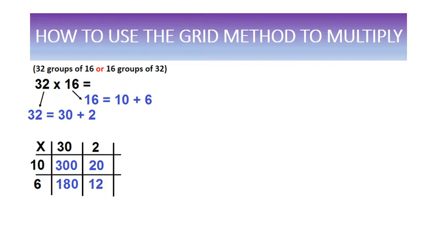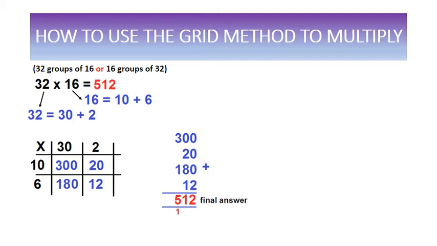Now I've got 4 answers, so I need to now combine those together to make one final answer. So I put them in a column, making sure that all the digits are lined up correctly. Again, this is explained in my place value video. I've got 2 units. I've got 1110, so I carry the 10 across, and then I've got 500. And that's my final answer.